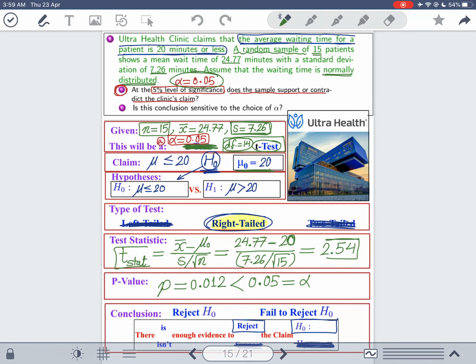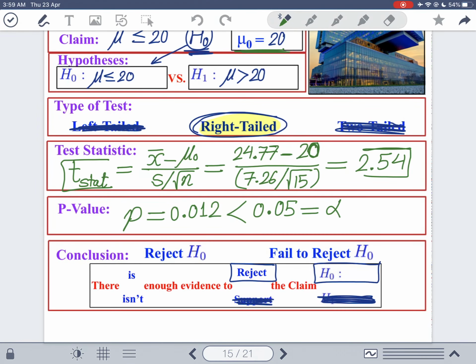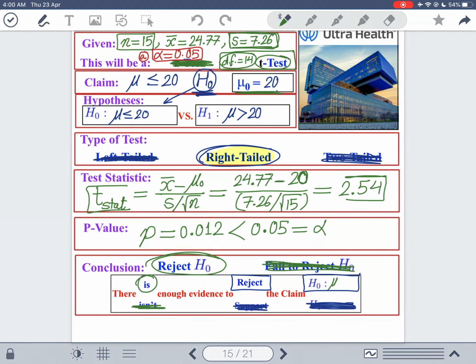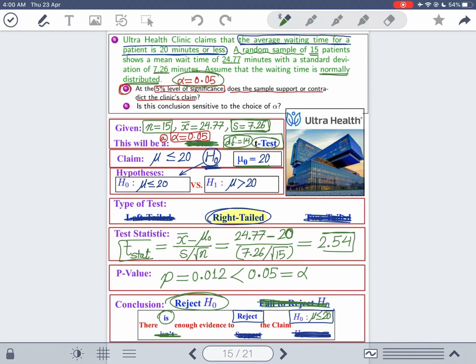Since the p-value is lower than alpha, H0 must go. And so we reject H0, and so there is enough evidence to reject the claim. And what is the claim of H0? Mu less than or equal to 20. See how nice it is? Now we need to answer the question. Does the sample support or contradict the clinic's claim? So remember, the clinic's claim is H0, the null hypothesis, and we rejected their claim. So this means that this sample is contradicting their claim.